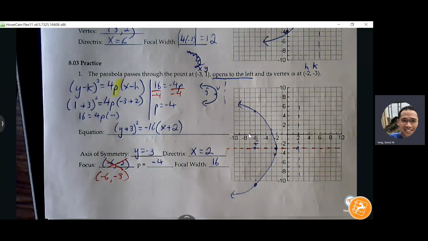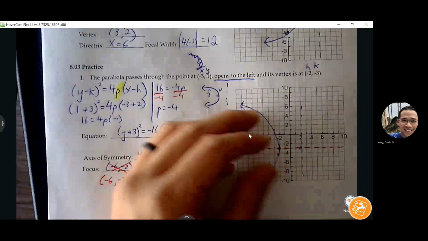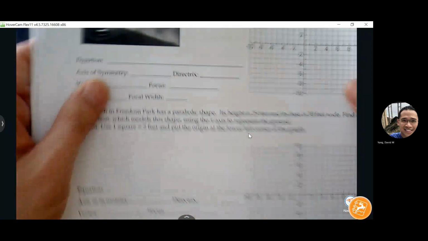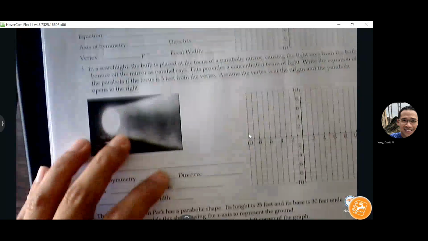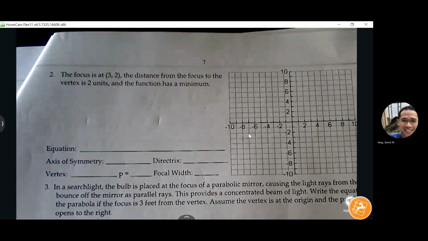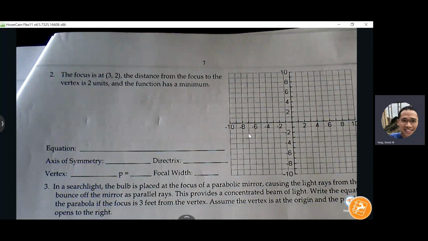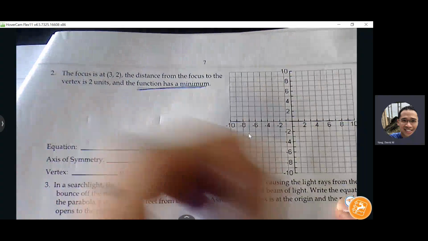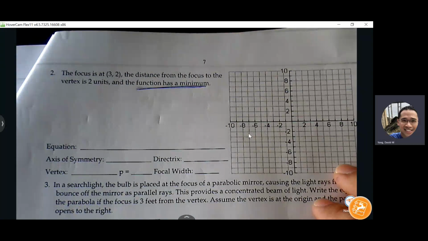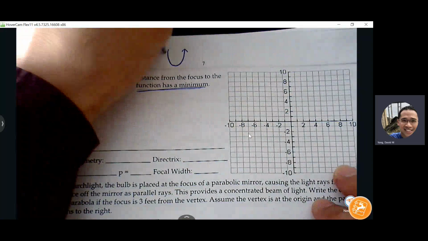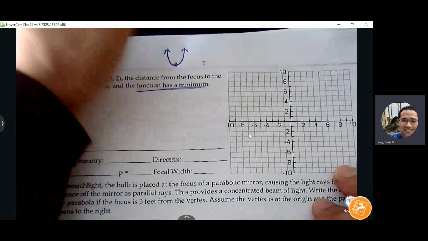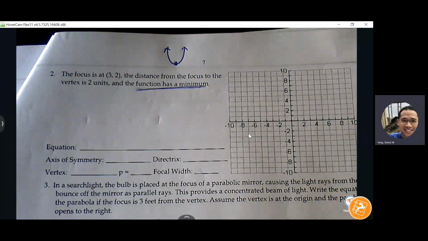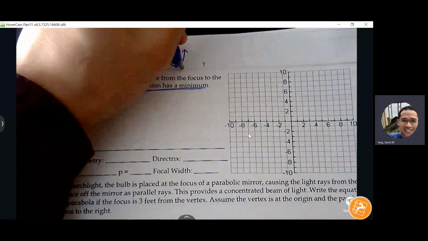Okay, let's go to page 7. The focus is at (3, 2). The distance from the focus to the vertex is 2 units, and the function has a minimum. So how is this graph going to open? Up, yeah, it's got to look like this, right? That's the only way we can have a minimum value. Minimum means lowest value, so it's got to look like this, right?